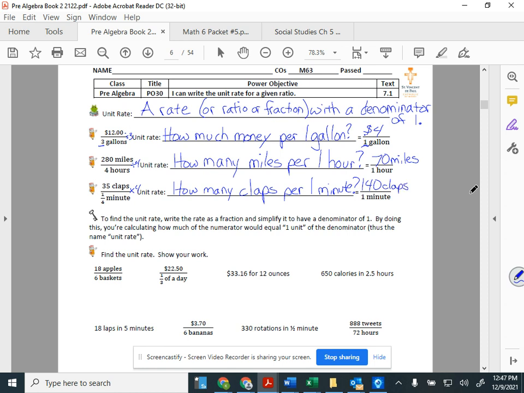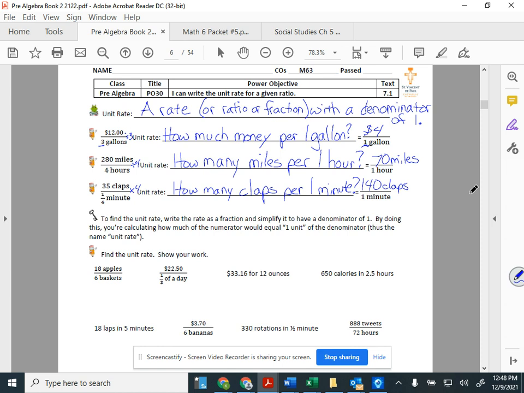So to find the unit rate, write the rate as a fraction and simplify it to have a denominator of 1. By doing this, you're calculating how much of the numerator would equal 1 unit of the denominator, thus the name the unit rate. So there are different ways that we will see our ratios put out there.